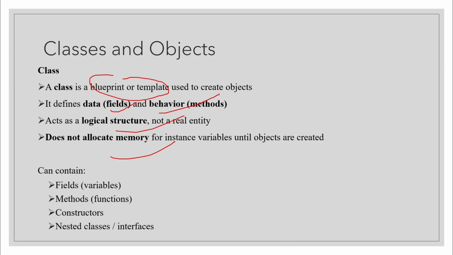And a class typically contains variables to store the data, methods to define the behavior, constructors to initialize objects, and more features depending on the language. So in simple words, a class is equal to structure, which means data plus behavior, that is, the functioning of that.